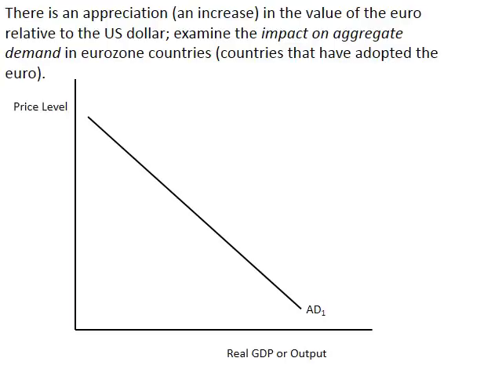There's an appreciation, an increase in the value of the euro relative to the US dollar. So we're looking at the impact on aggregate demand in Eurozone countries, so countries that have adopted the euro. So we have an increase in the value of the euro, so it means that other countries are going to buy fewer of our goods because it has now become more expensive. Exports are a component of AD, and so AD once again has shifted to the left. And the component is exports.